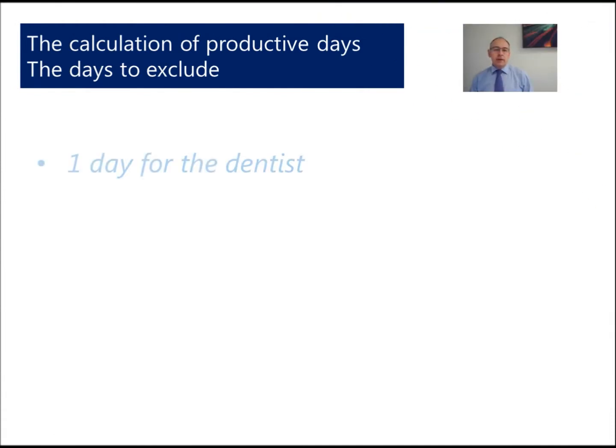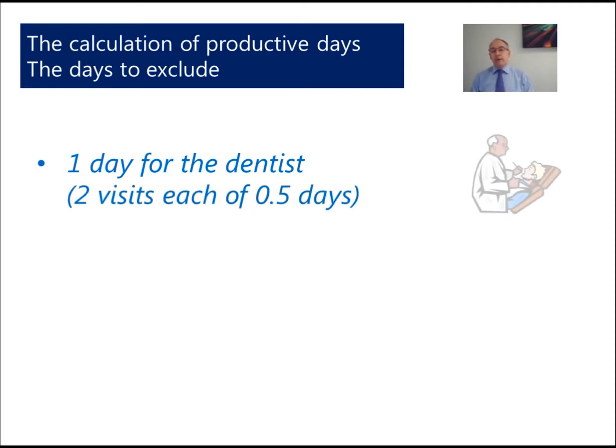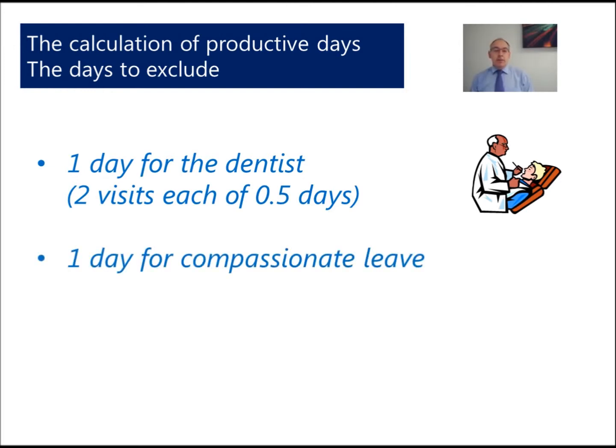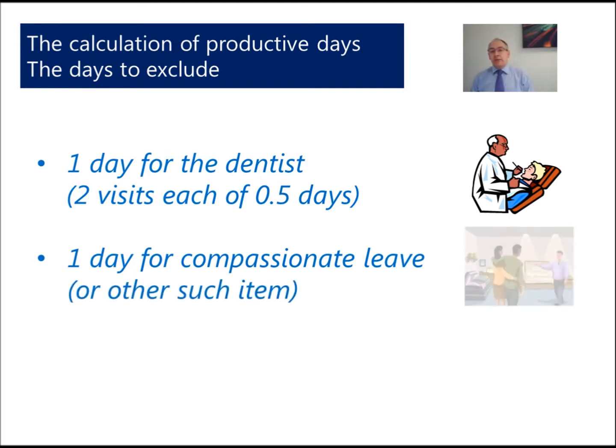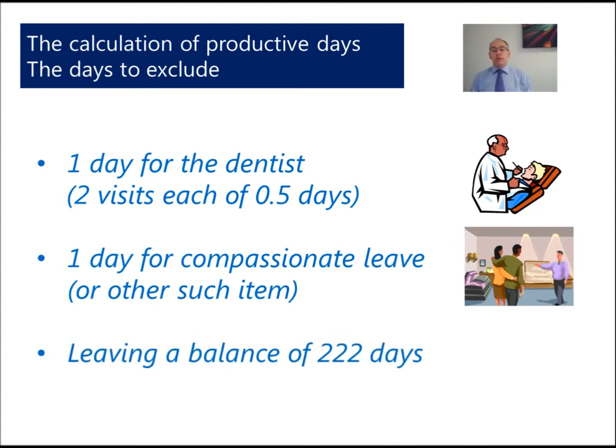Next, we also have to take into account some other items. Now, we want our team to be healthy. They'll probably go to the dentist twice a year, so that will exclude 2 half days. And it may be that we have to take into account other items, perhaps some compassionate leave. So let's allow an additional day for that. So this gives us a balance of 222 days that they're available.